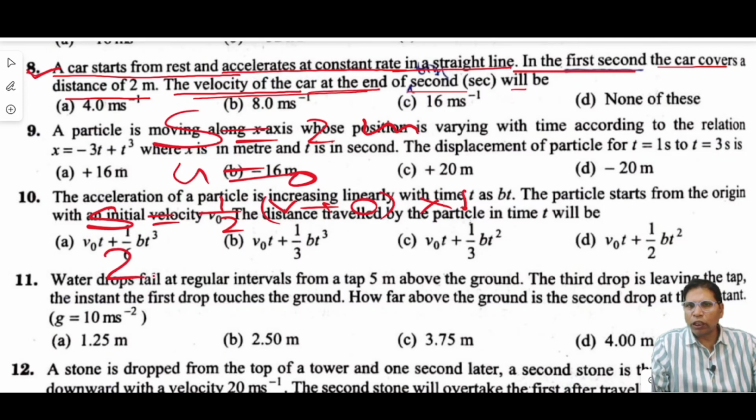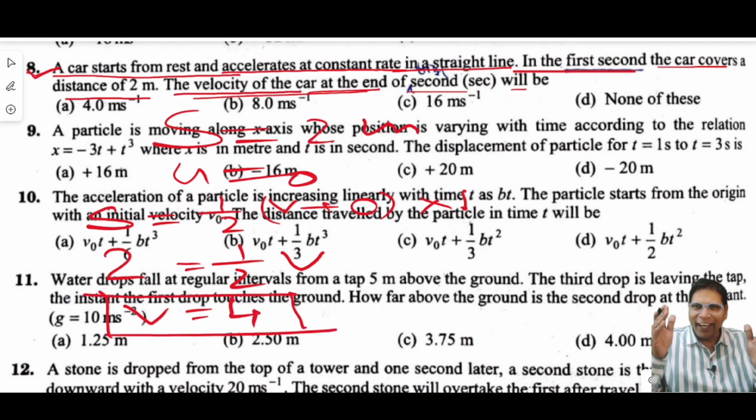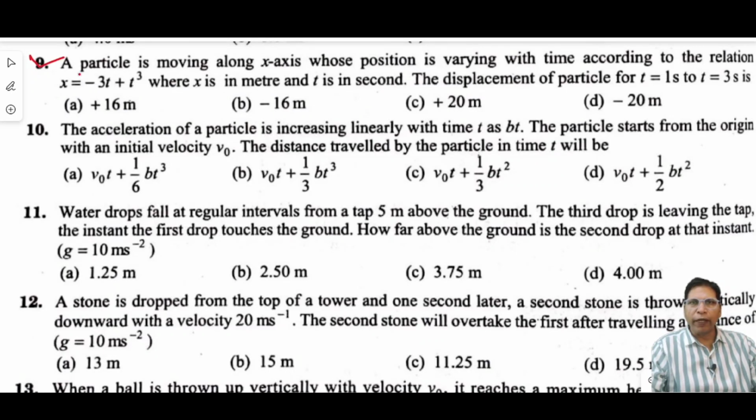S equals 2. So 2 equals half into V, so V equals 4. Therefore the velocity of the body at the end of 1 second is 4 meter per second. Understood? Next.